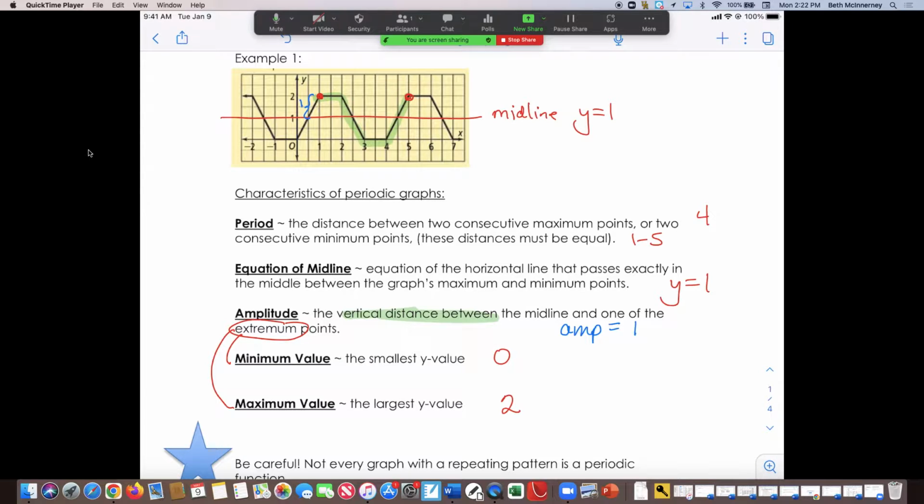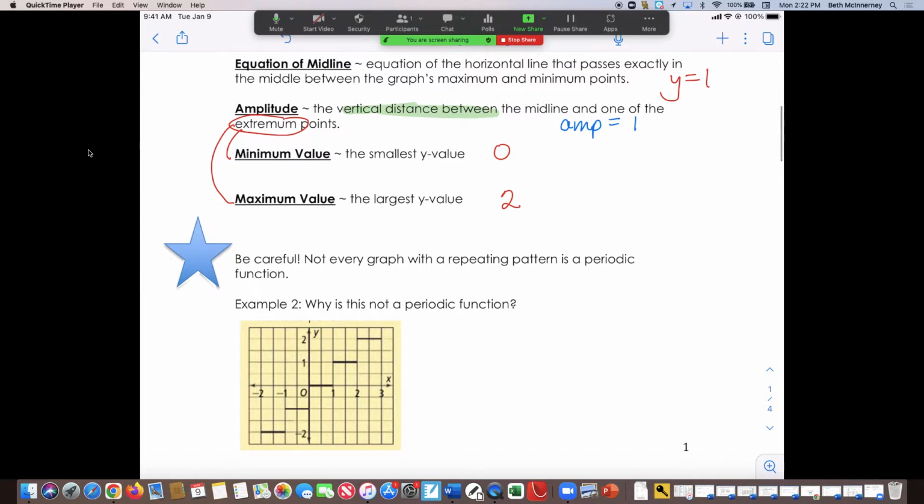Again, the period length is a horizontal distance from one maximum till it repeats that maximum. The equation of a midline is a horizontal line that passes exactly halfway between the max and the min points. Amplitude is the vertical distance between the midline and either the max or the min.